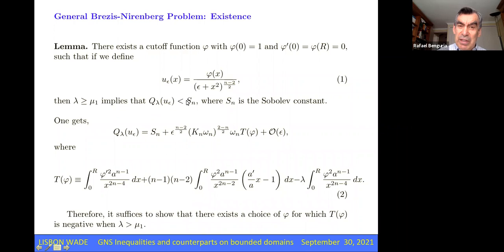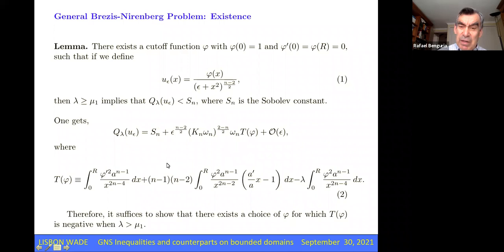You have to consider these as trial functions for using concentration compactness. You have to allow epsilon to be small enough in the sense that the quotient goes below the sharp value for the Sobolev quotient. And so to first order, when epsilon is zero, you get the Sobolev constant, and then you have a correction here. And T of epsilon is a quadratic form. It's given by this quantity here.